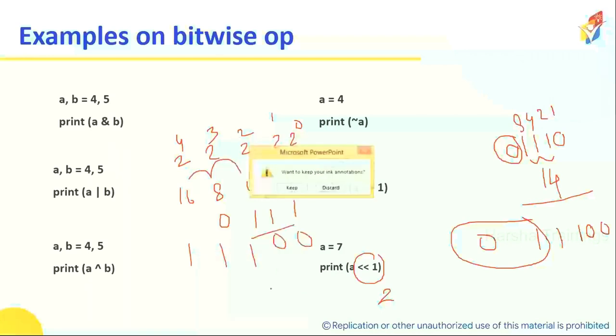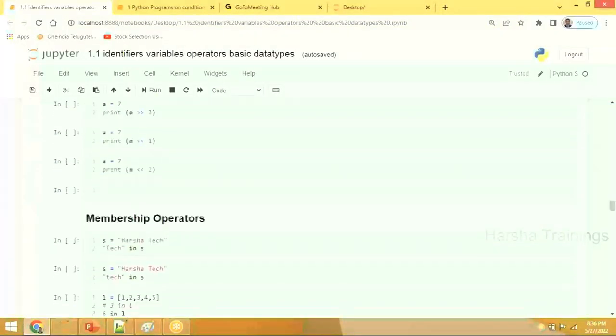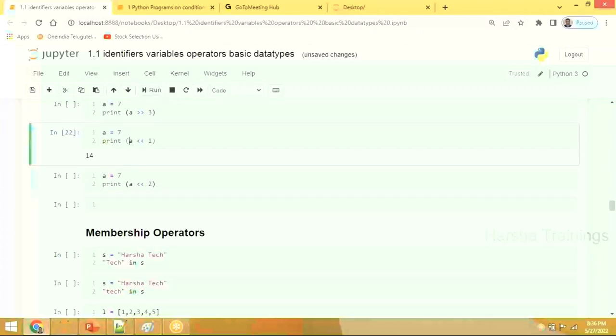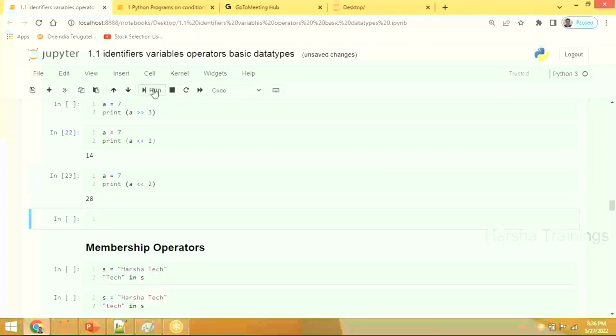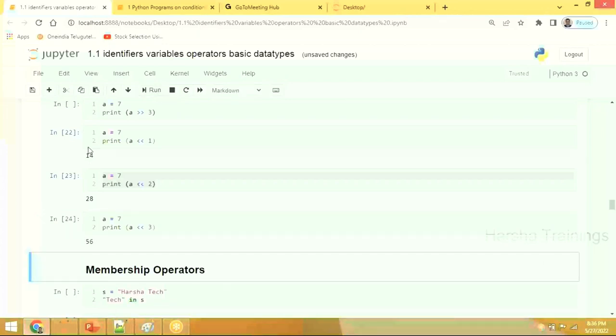Now, let us demonstrate them in Jupyter notebook. Most of the people will do a small mistake here. Now, A left shift 1, 14. Once again, if you shift it, it will become 28. Okay, na? If I give one more left shift, can you please guess what will happen? 56, then 112, 224. Like this, it will increase exponentially.